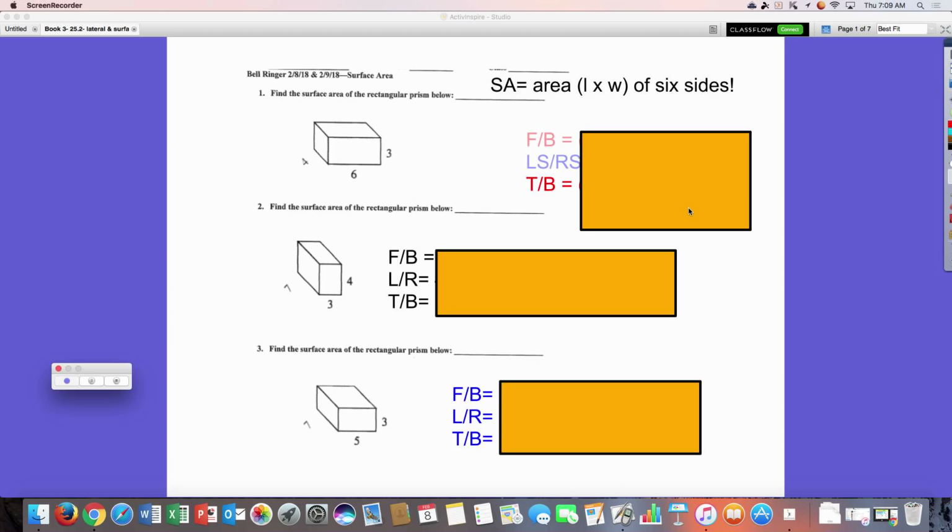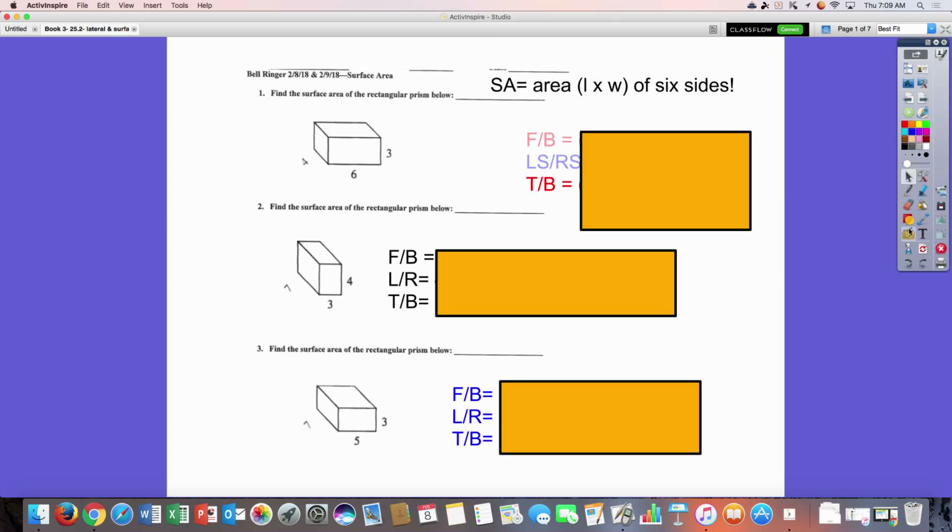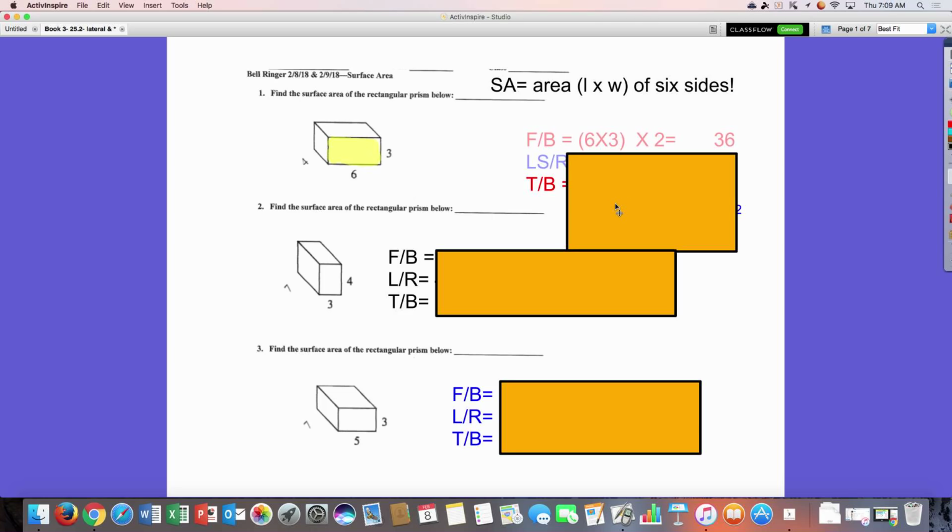It says find the surface area of the rectangular prism below. Remember, there are six sides to this, and we're going to find the area of the different surfaces, and then we're going to add them up. And we know the area is the length times width times the six sides. So you've got the front and the back, the left and the right, and the top and the bottom. The dimensions of the front part are 6 times 3, and there's two of them, right? There's a front and a back. So 6 times 3 is 18, times 2 is 36.